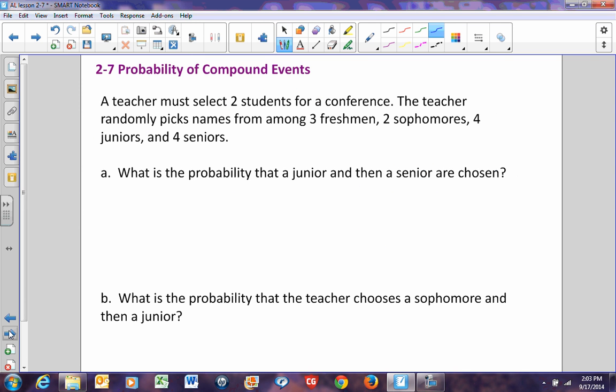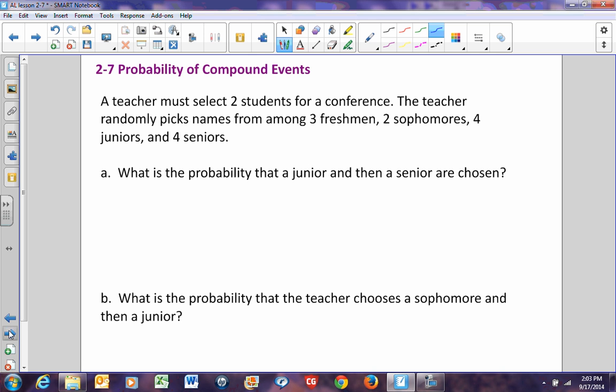Now, this can work with word problems that are a little bit different. Let's suppose a teacher must select 2 students for a conference. The teacher randomly picks names from among 3 freshmen, 2 sophomores, 4 juniors, and 4 seniors. What is the probability that a junior and then a senior are chosen?